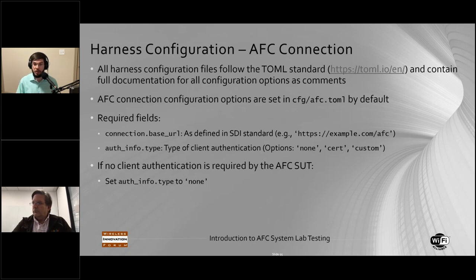It appends that for you. And then the other field is the client authentication type, and like Masood was saying, we support a number of different options. We've tried to keep it very open, so this is useful for everyone depending on which route they take. The default option is none. So if you're testing an AFC that doesn't require any kind of client authentication, you can leave this as none. If you do need to test client certificates or something like bearer tokens, there are options for certificates and then custom, which we'll discuss on the next slide, actually, if we can go there.